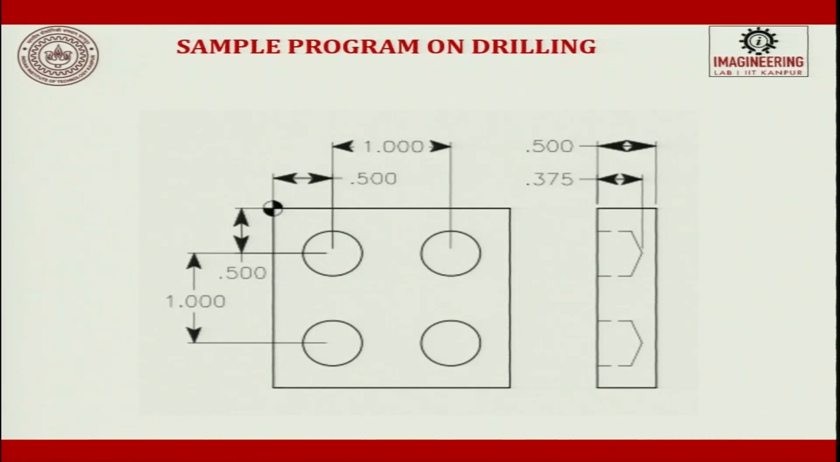Then let us look at one more program, a sample program for drilling. So, let us assume this is your 0, 0 and these are the points which we have given, and if you look at the side view, it is not through hole drilling. The through hole of your plate will be 0.5, but you are trying to drill only 0.375.